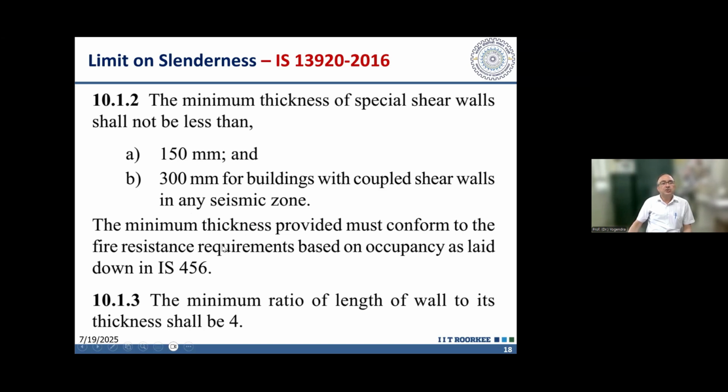And this is to be also checked for the fire resistance requirements of IS 456. And the minimum ratio of length of wall to its thickness will be 4. Length is the in-plane dimension of the cross section. So that ratio should be minimum 4.